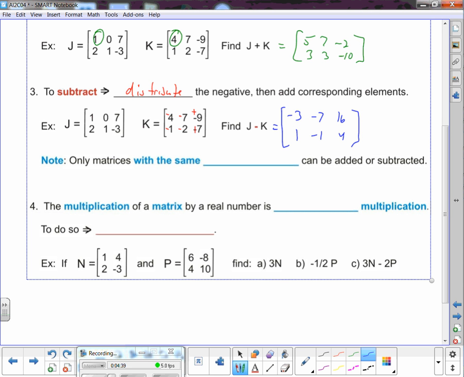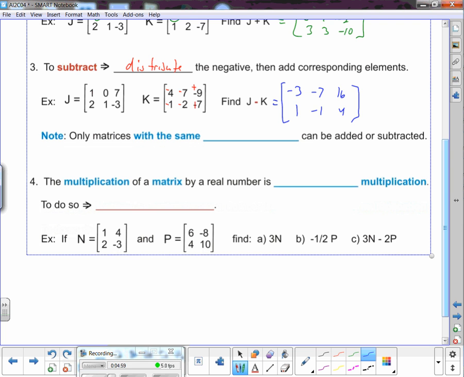How would you describe that matrix that I just made? How would you describe J minus K? 2 by 3. Remember, whenever you hear the word describe a matrix, we're just looking for the dimensions. So when they say describe a matrix, all I care about are the dimensions. You cannot add or subtract matrices unless they have the same dimensions. They have to have the same dimensions.